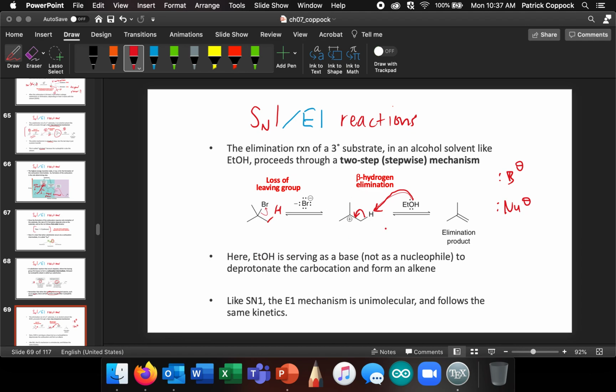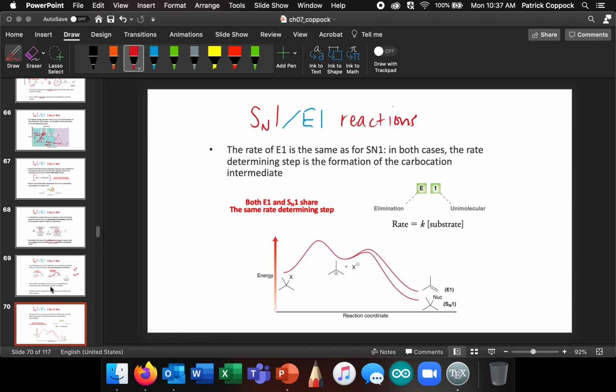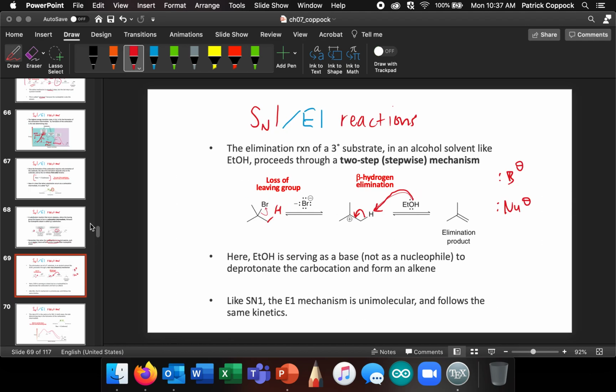All right, so here in this case, ethanol is serving as a base and not as a nucleophile because it deprotonates the carbocation and it forms an alkene in its wake, just like the formation of the alkene that we saw in E2 mechanisms. Oops, lost my place. Where was I? Okay, so like SN1, E1 is also unimolecular because this is the slow step, right? You can imagine what the energy diagram of that would look like. It would look almost identical to the one we saw with substitution.